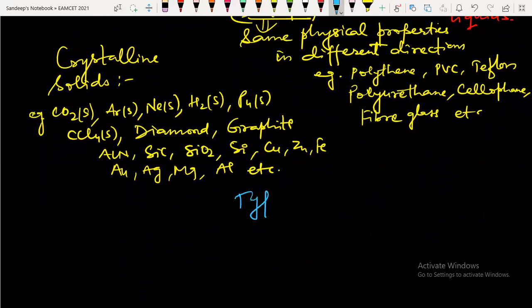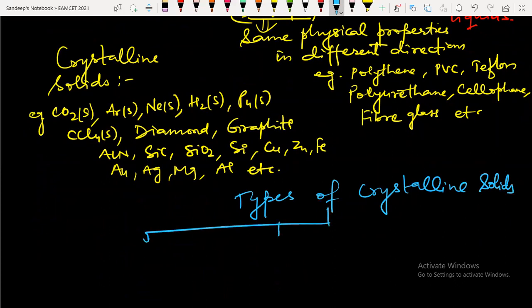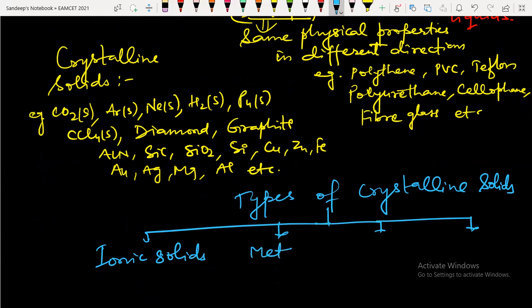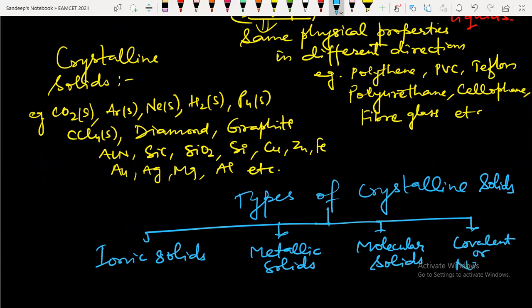Now, types of crystalline solids. There are four different types of crystalline solid. First is called the ionic solids. Second is called the metallic solid. Third is called the molecular solids. And fourth is called the covalent or network solid.